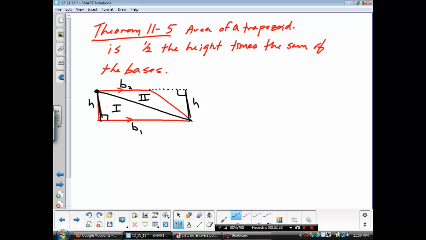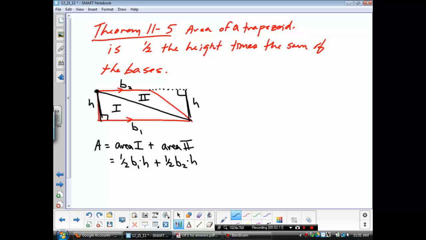So the area of the trapezoid is going to equal the area of these 2 triangles: the area of triangle 1 plus the area of triangle 2. Since they're areas of a triangle, it's always 1/2 its base times the height. Triangle 1 has base 1. Triangle 2 has base 2. Both of them have h, the height of the trapezoid.